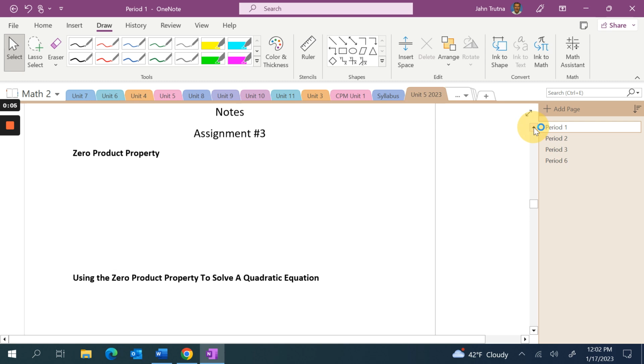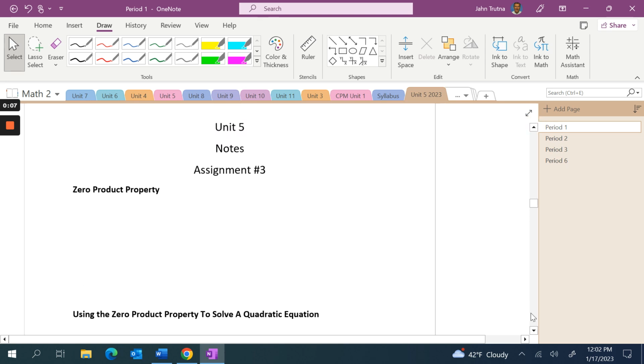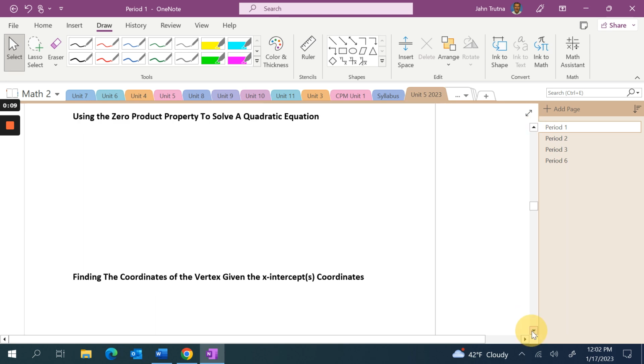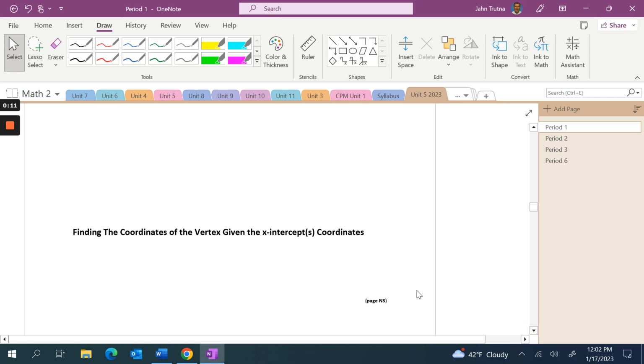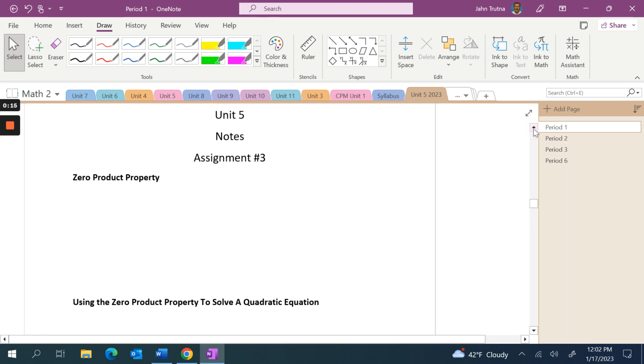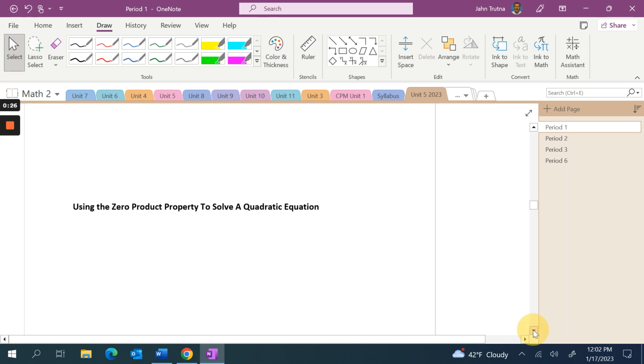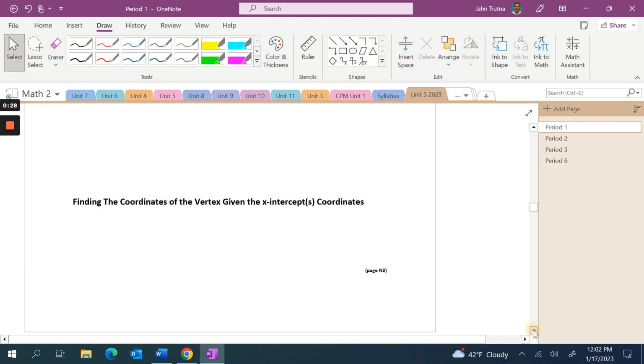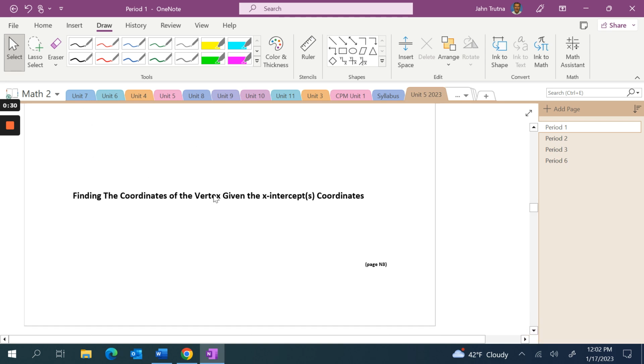We are on Unit 5, assignment number 3. These are your notes, so this is in your packet. This will be page N3 for notes, page 3. And we're going to be going over the zero product property. Then we're going to be going over how to use that said zero product property to solve a quadratic equation. And then we are also going to be going over finding the coordinates of the vertex given the x-intercepts coordinates.